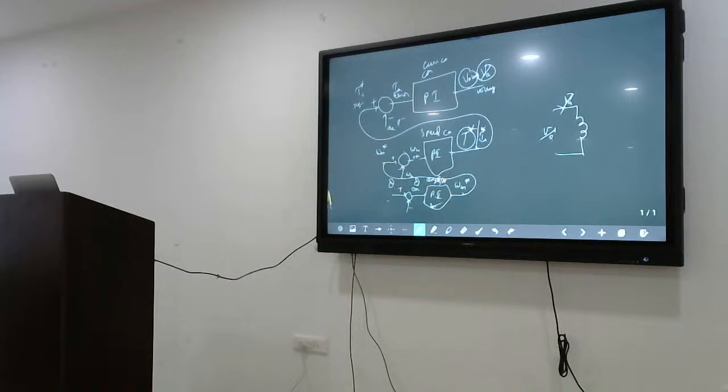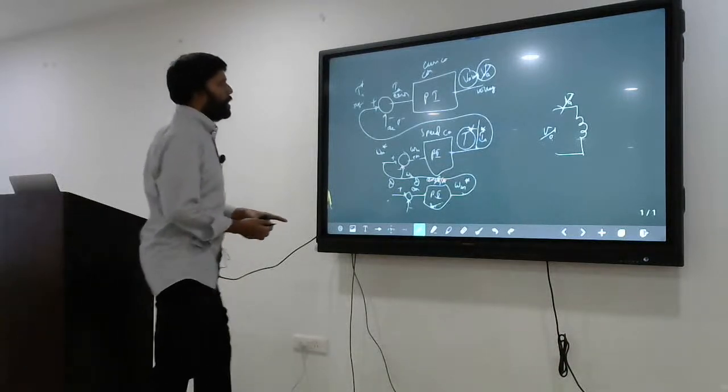Clear? This is called hierarchy, control hierarchy. First, the torque controller should work effectively. After that, speed error will come to 0. If speed error is 0, automatically position error will come to 0. That's why the bandwidth of the inner loop should be very, very high compared to the outer loop bandwidth.